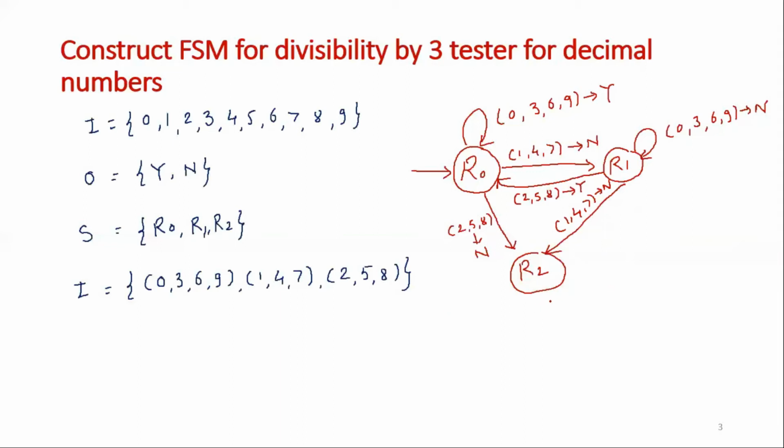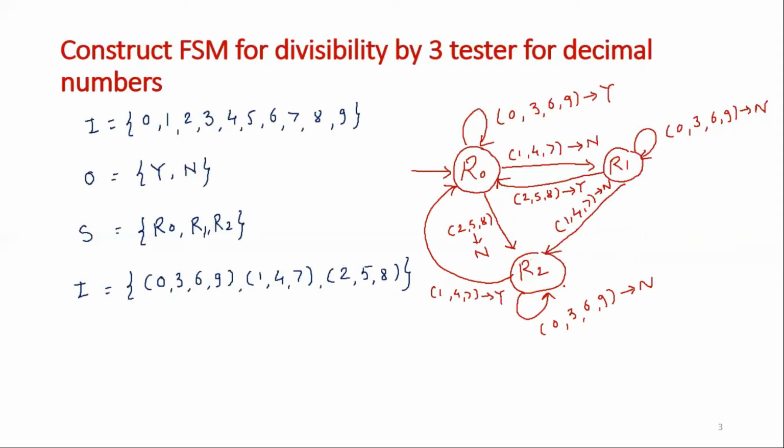Then in R2, if I get input as 0, 3, 6, 9, my number will be 2, 5, 8 and 11, and if I divide that number by 3, I'll get remainder as 2. So here if input is 0, 3, 6, 9 corresponding output will be no. In R2, if I get input as 147, then my number will be 3, 6, 9, and if I divide that by 3, I'll get remainder as 0 and corresponding output will be yes. So here 1, 4, 7 output will be yes.